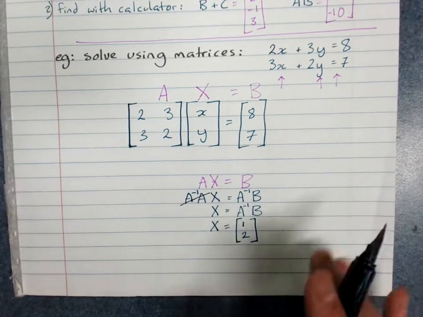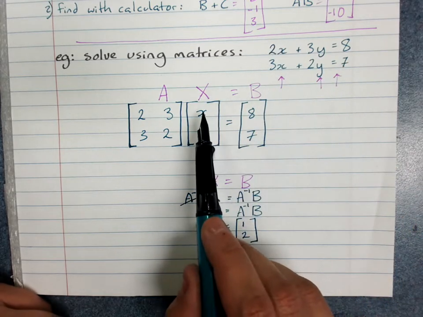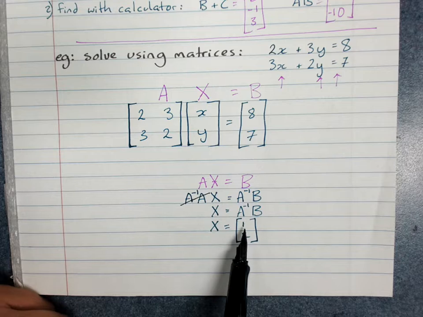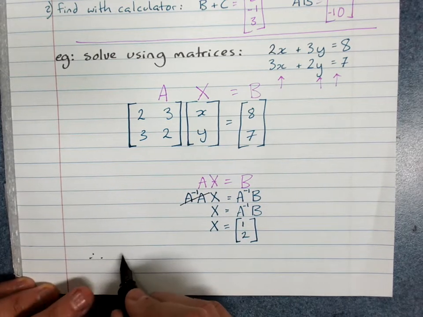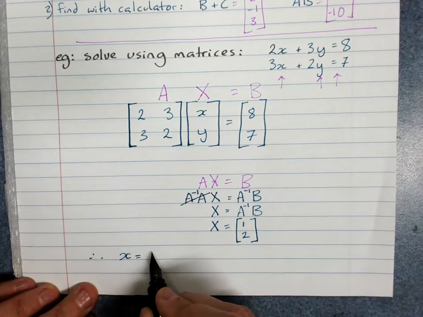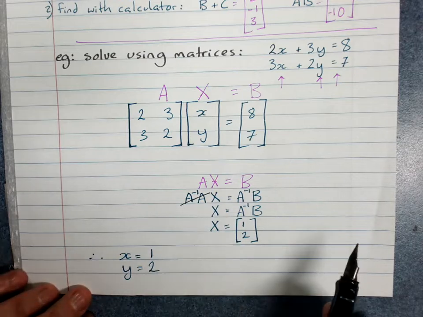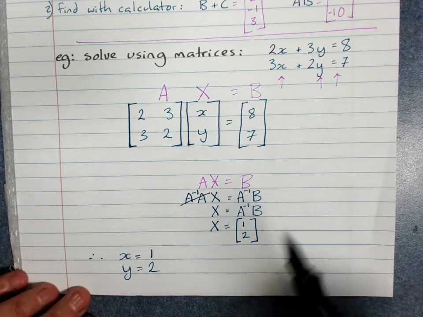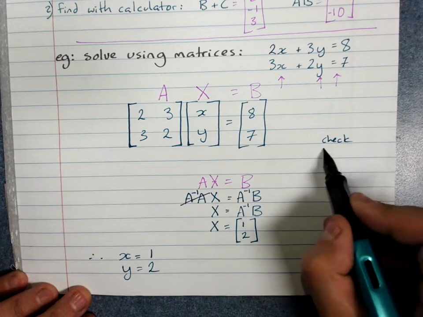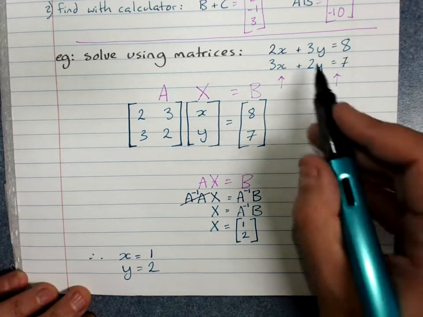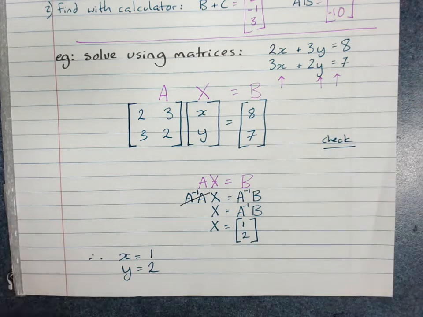Now to present that as a solution to these equations, you put x at the top here, that will be 1. Y is at the bottom, that's 2. So therefore, x equals 1, y equals 2. If you had time in a test and you were checking, you could then check by substituting 1 and 2 into both of these and checking that you got 8 and 7 respectively.